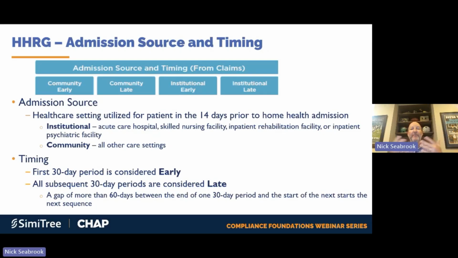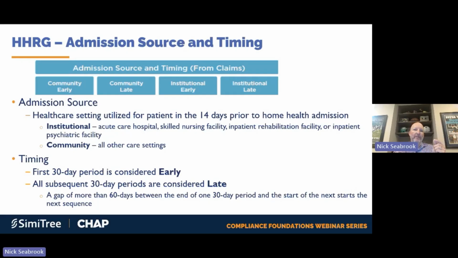So let's look at each of the different components of that HHRG. We talked about first here the admission source and the timing. They combine this into one category. There are really 2 options for admission source, and there are 2 options for timing. And again, we'll talk through the logistics for how CMS came to these determinations for each of these different components.